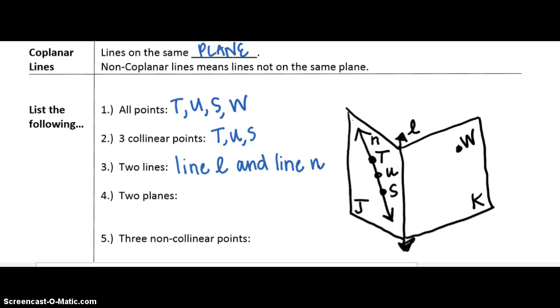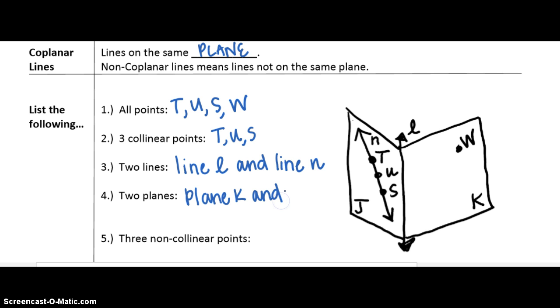All right, it also says to name 2 planes. Well, looking over here, I don't have 3 points on this plane, so I would not be able to label it by its points. However, in the corner, there's a letter. So I can call this plane K.